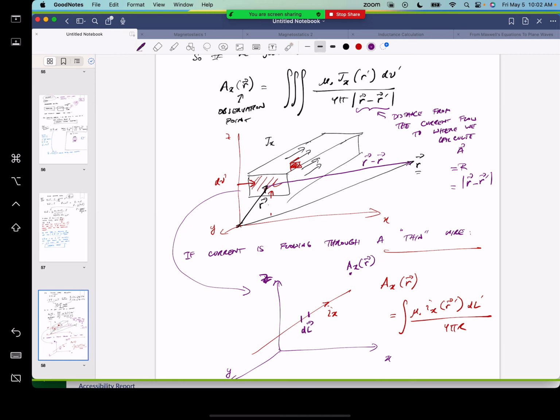So this ends up being the simplified version of this equation of this vector potential. Okay, so now back to why we introduced this concept. Notice that the vector potential is pointing in the same direction as the current. If this current is going in the I sub x direction, the x component of the vector potential is pointing in the same direction as the current. So this concept we introduced as a vector potential is, if the current's pointing in a certain direction, the vector potential is pointing in the same direction.